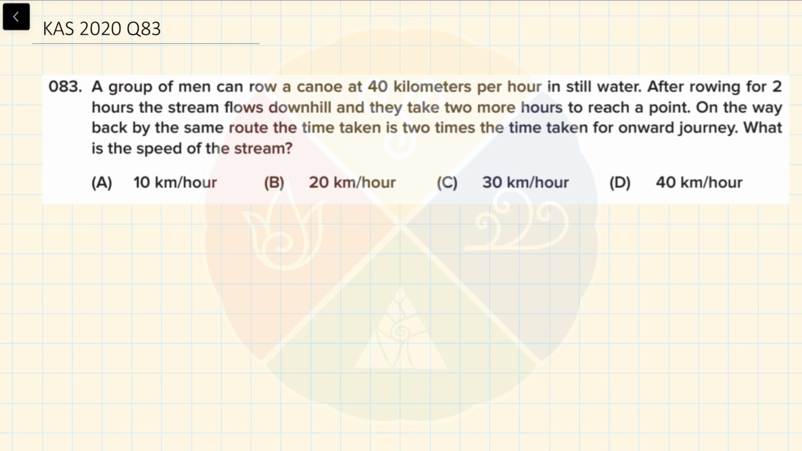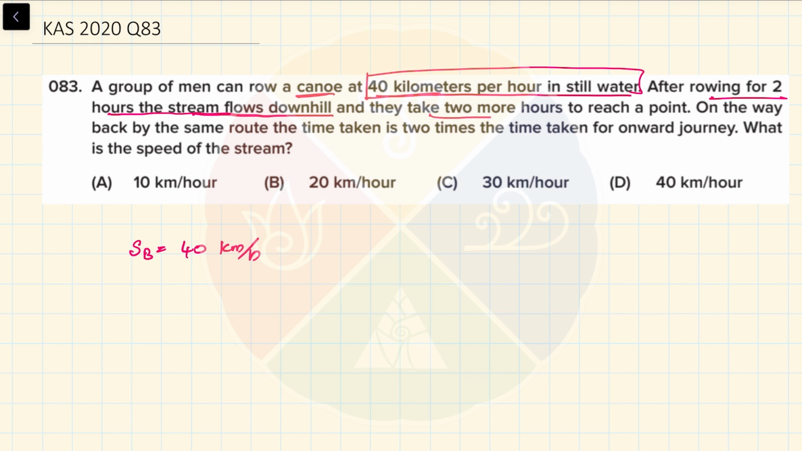A group of men can canoe, row at 40 kilometer per hour in still water. So that is the actual speed of the boat. Speed of the boat is 40 kilometer per hour. After rowing for 2 hours, the stream flows downhill, and they will take 2 more hours to reach the point.